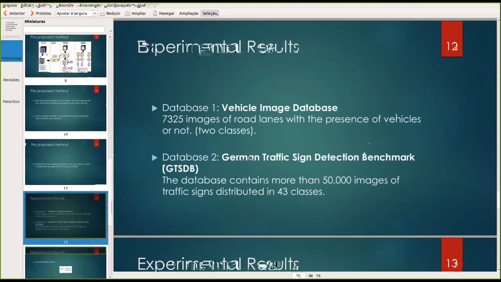On the experimental results, we use two ADAS databases. The first database is the vehicle image database, and this problem has two classes, consisting of the presence or absence of vehicles.